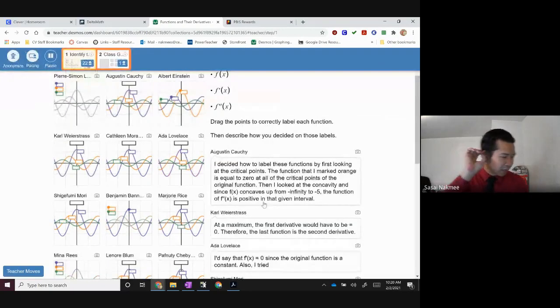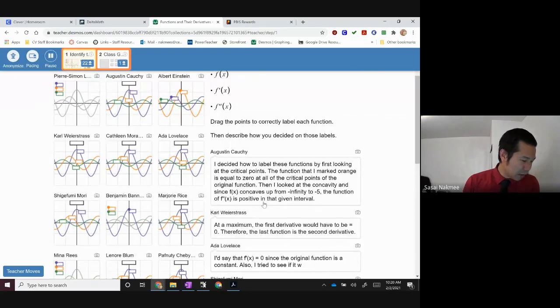I decide how to label these functions by first looking at the critical points. Good. That's a great way to start. The function that I marked orange is equal to 0 at all the critical points of the original function. Then I look at the concavity. Yeah, those are the things that you really want to look at.